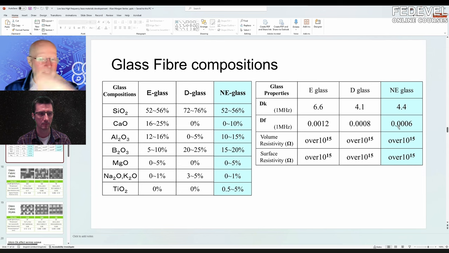So there are ways, and the formulation just determines how we do this. Glass is composed of oxides, mainly silicon. That's what we used to get with sand from the beach. But we also add other elements in for different reasons.